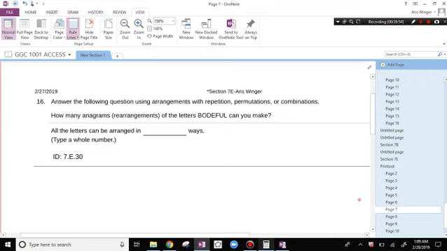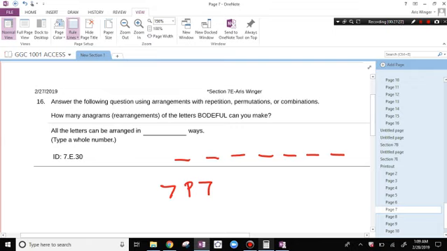Answer the following question using arrangements with repetition, permutations, or combinations. How many rearrangements can you make of the word? Well, so I just have to rearrange these letters. 1, 2, 3, 4, 5, 6. I believe it's 7 letters. And then I can just put these letters down however I want. Where there's 7 letters, I need to put them in 7 places. So again, that's just 7P7 because I actually do care about the order, right? So how I put these down, I will count as a particular arrangement of the letters.